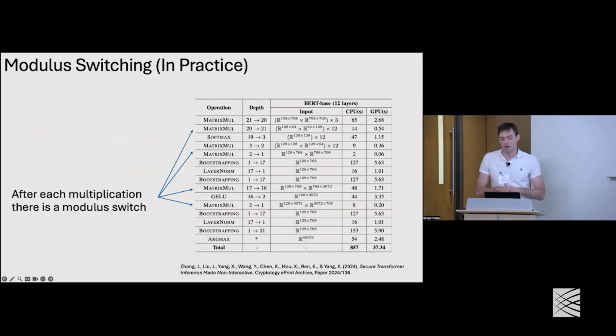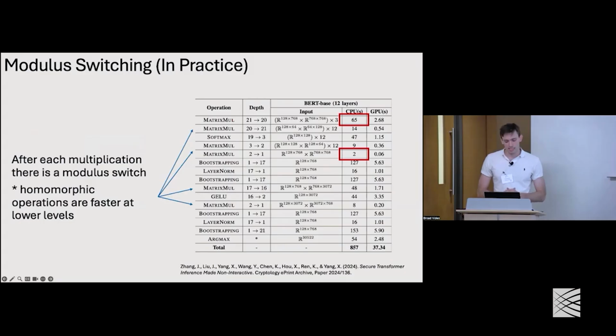So after each multiplication operation, usually in homomorphic encryption, we perform this ciphertext modulus switch so that the noise growth stays minimal. And what's nice about this is when we perform this modulus switch, our ciphertext, as I showed before, gets smaller, which means that our operations actually get much, much faster. So as you see in the original matrix multiplication, at the highest layer, which is 21, it takes about 65 seconds to perform this on the CPU. But when we do a very similar sized matrix multiplication at a depth of just 2, it takes only 2 seconds. So it's much, much faster.